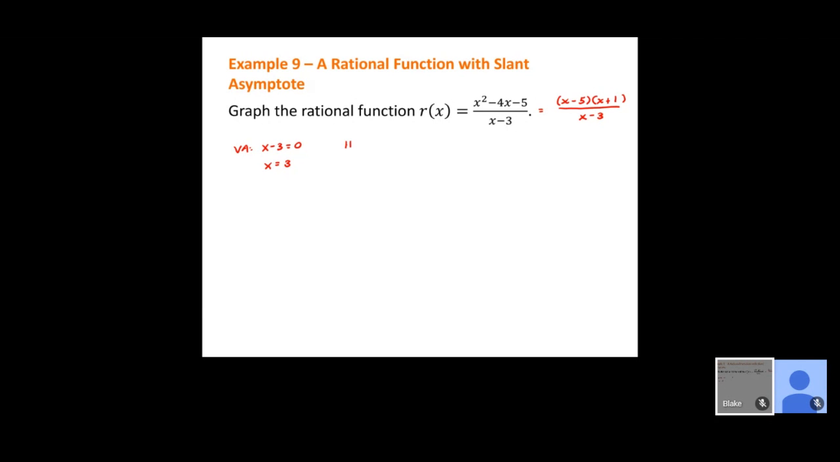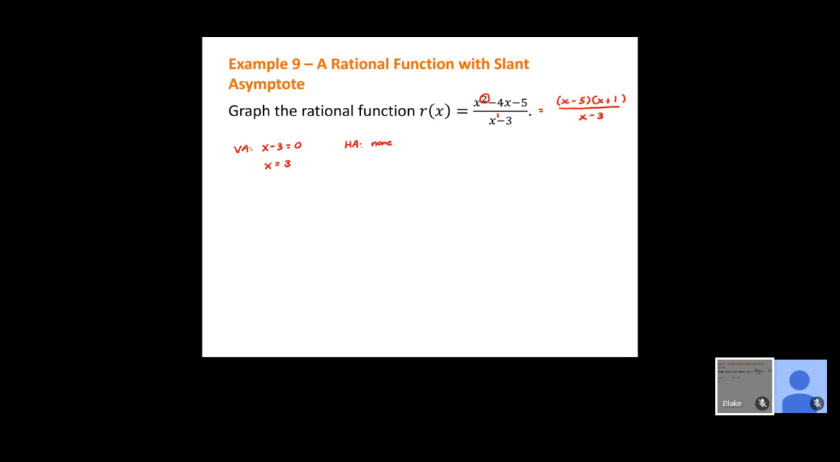Now, horizontal asymptotes this time, we look at our degree. We have a 2 up here in the numerator. We have a 1 down here in the denominator. That's bigger in the numerator than it is in the denominator. So remember we said that means that there are no horizontal asymptotes.